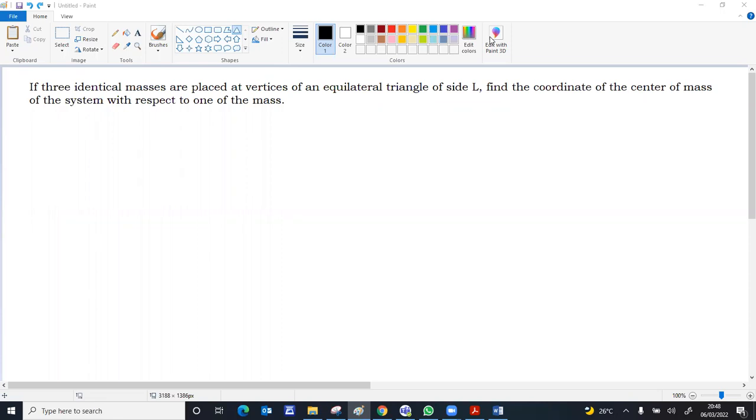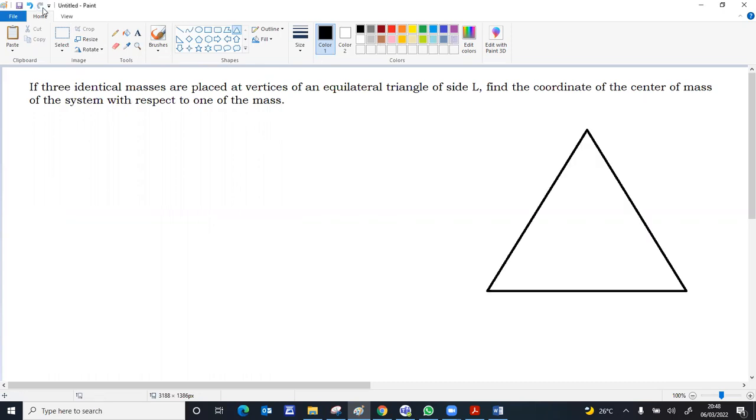In this question, there are three identical masses placed at the vertices of an equilateral triangle of side L. We need to find the center of mass of the three-particle system with respect to one of the masses. If these three are the masses placed at the vertices of the triangle, the side of the triangle is L.